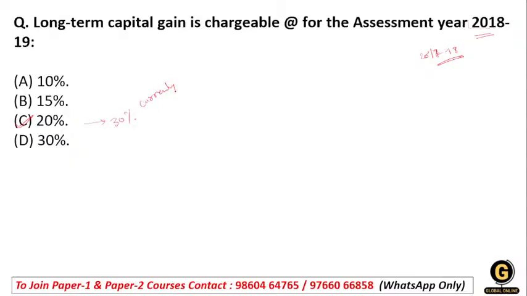Currently the tax charged on long-term capital gain is 30%. Okay, and long-term capital assets are like your land, building, unlisted shares, gold.